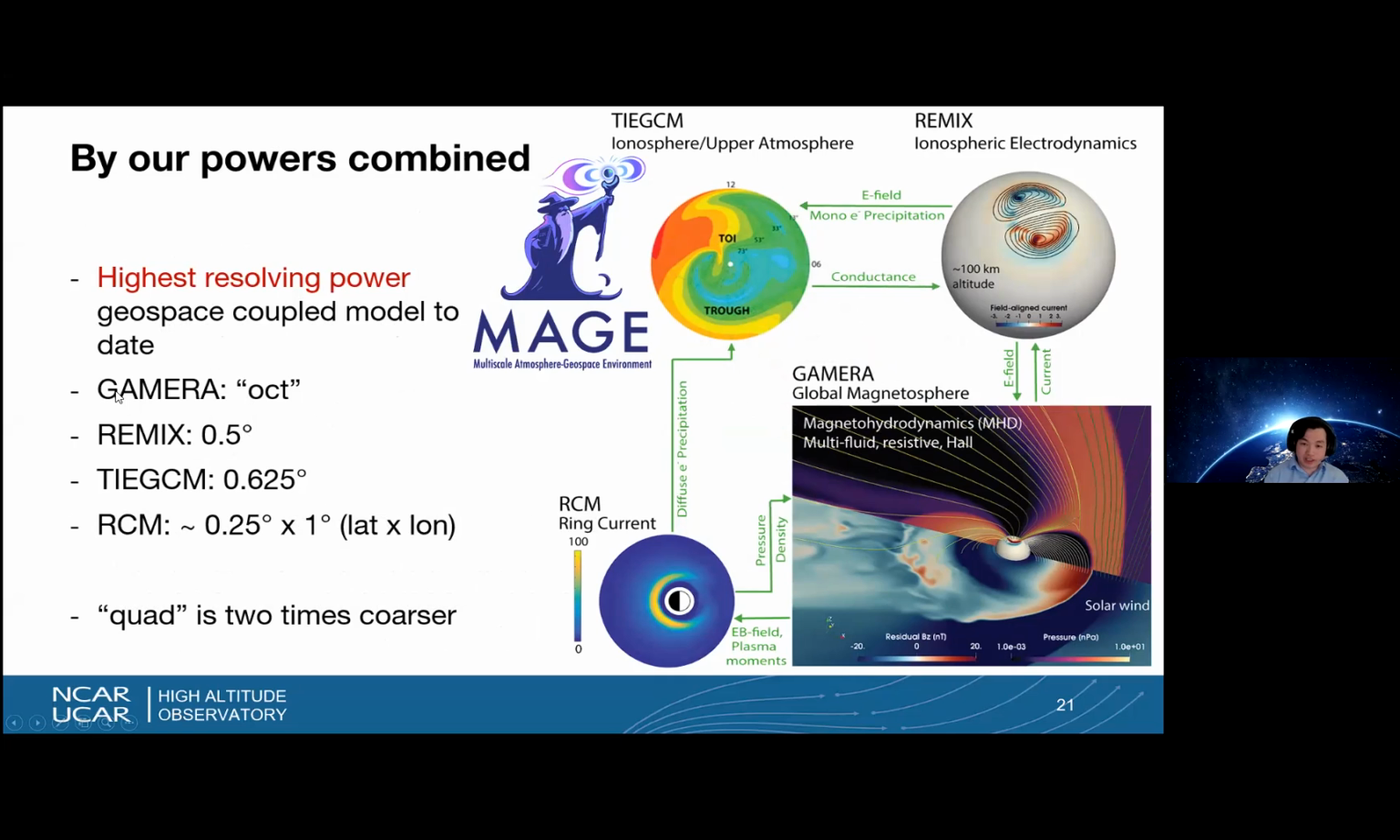All right, so to reiterate, Gomera's octres remix is about a ½ degree, TiGCM is 0.625 degrees, and then RCM is about a ¼ degree for latitude and 1 degree for longitude. Quad resolution, which I'll mention once more later, quad resolution is 2 times coarser than Gomera in every dimension. So in X, Y, and Z, you have a larger grid. All right.